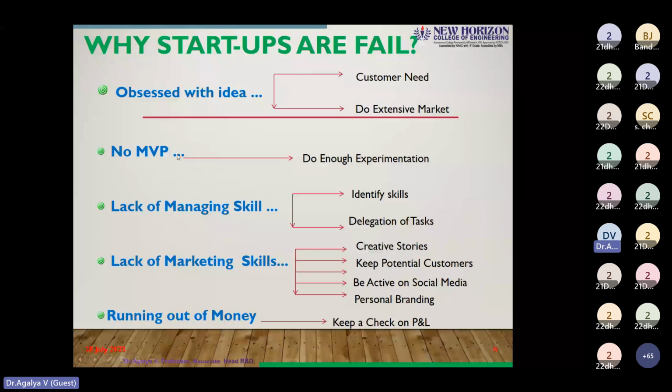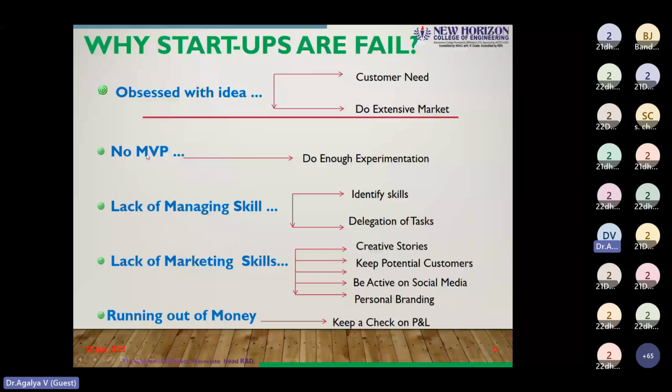If there is no minimum viable product, you need to do experimentation again and again. Once you get the results from the in vitro, in vivo study, only then are you able to give it to humans. So this is the second step. If you do not have a minimum viable product, definitely your startup will fail.